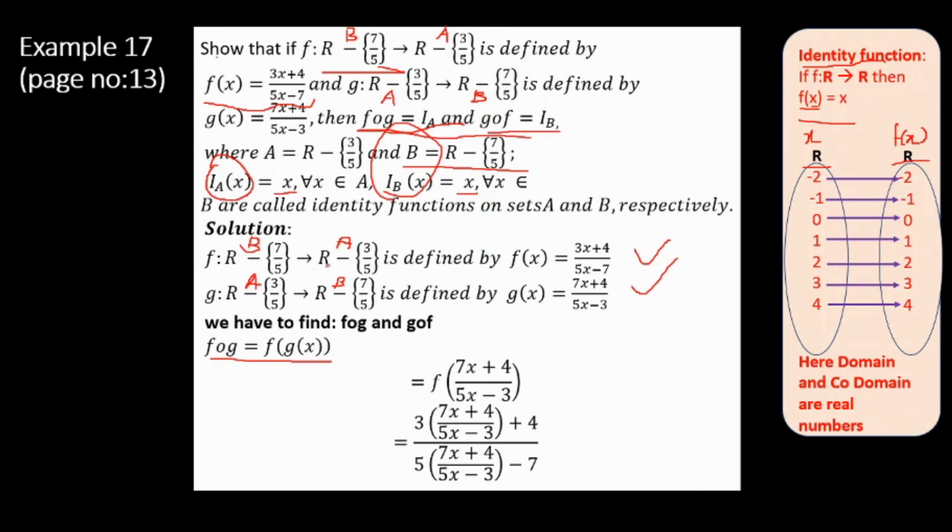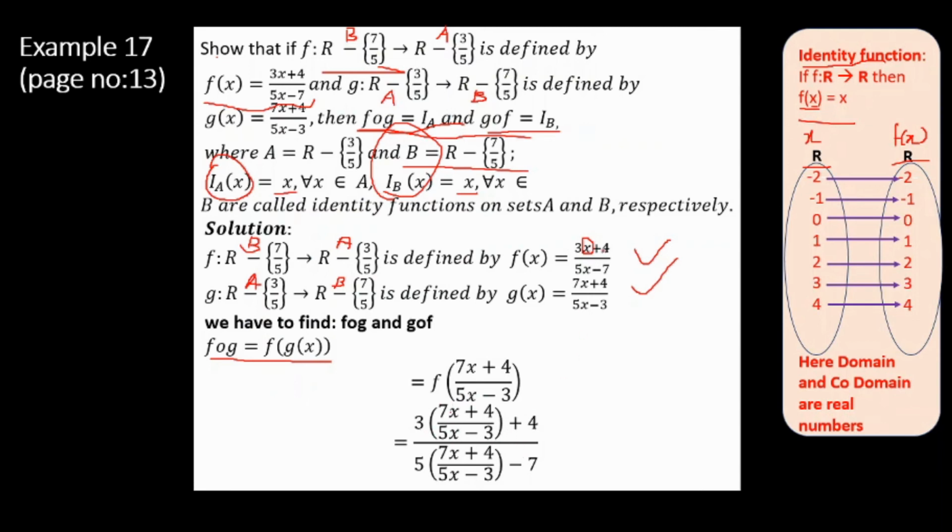So what is g of x? (7x+4)/(5x-3). So let us solve this. f of g of x, we have substituted. What is f? f is (3x+4)/(5x-7). So instead of this x, what are you substituting? The whole g you're substituting there, (7x+4)/(5x-3). This whole thing we are substituting here.